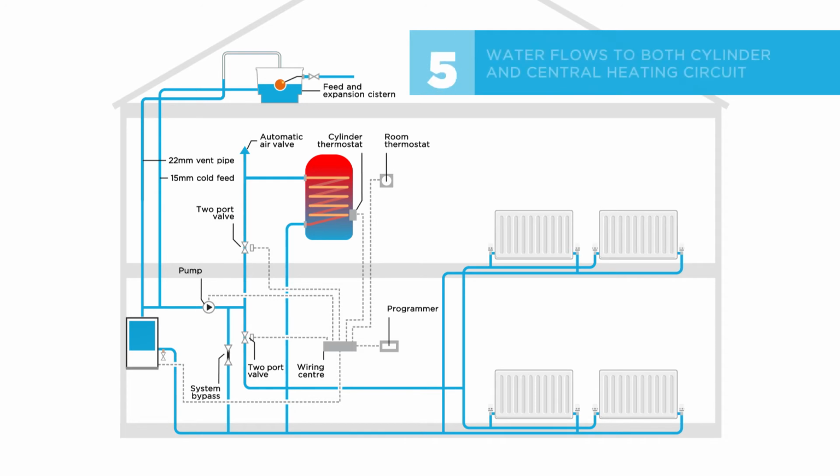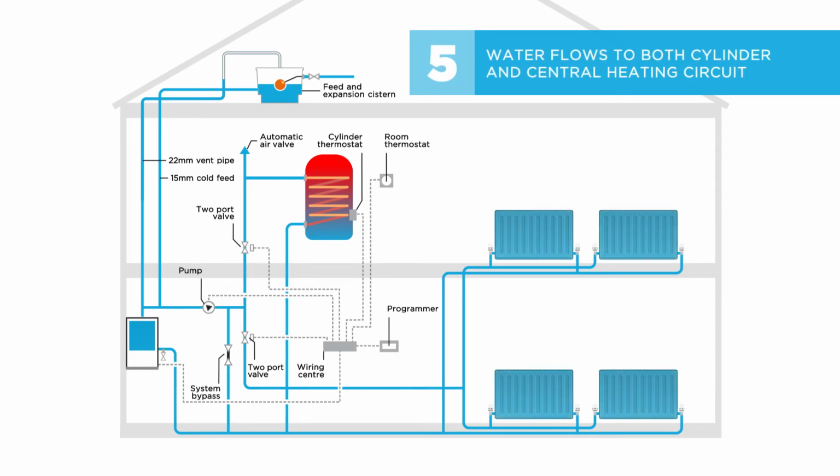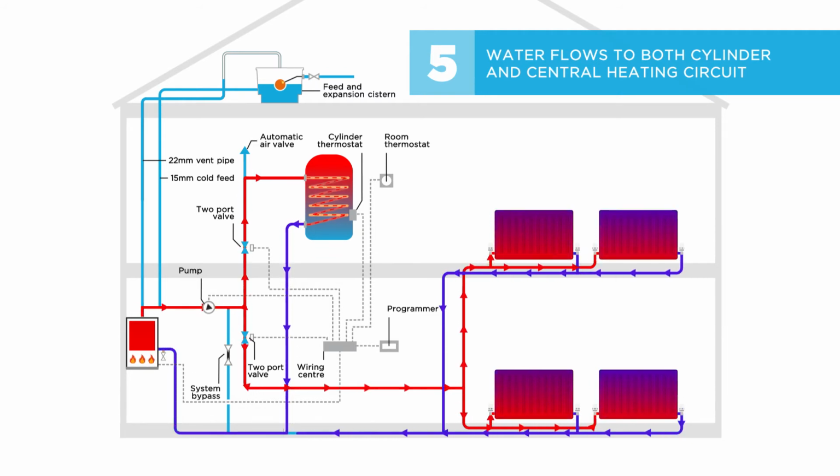When the system calls for both hot water and heating at the same time, both 2-port motorised zone valves open and water from the boiler circulates around both the primary domestic hot water and heating circuits. When both the room thermostat and cylinder thermostat are satisfied, the pump and boiler shut down. In this condition, the system will only operate should either the room thermostat or cylinder thermostat call for heat. This is known as boiler interlock.